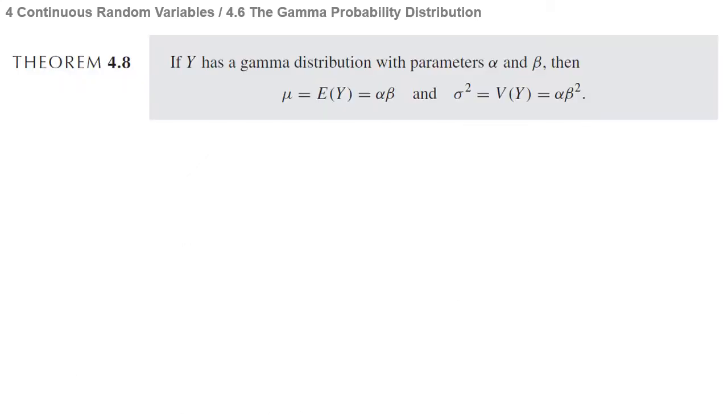Let's move to theorem 4.8. If y has a gamma distribution with parameters alpha and beta, then mu, the expected value of y, equals alpha beta, and sigma squared, the variance of y, is alpha times beta squared.